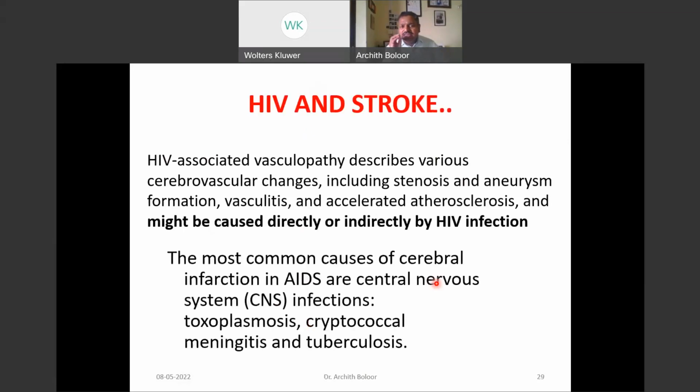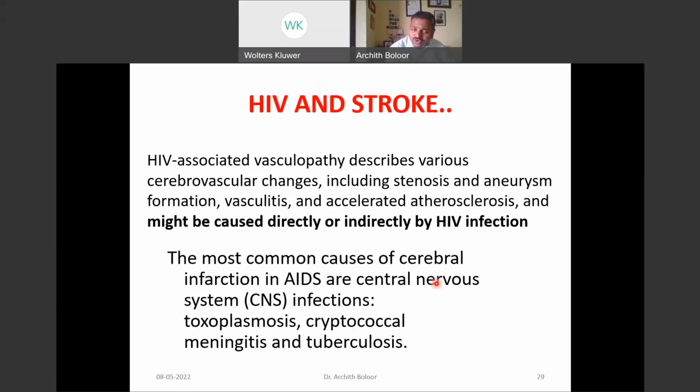Infections, I'm just going to deal a little bit about in detail because these are common. Number one is HIV, the rising incidence of HIV. HIV per se can cause stroke due to the vasculitis that is there. All of you know HIV is a prothrombotic state, so it enhances the atherosclerosis.